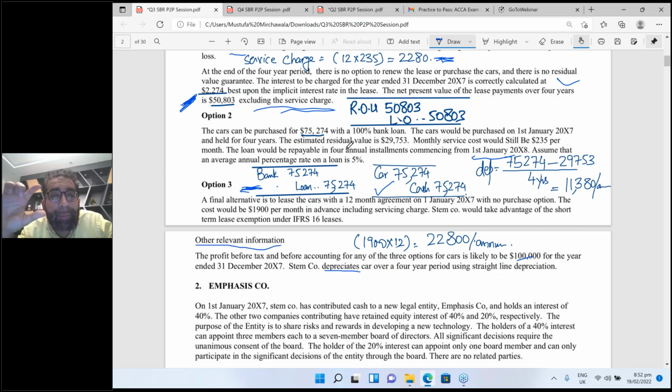So the total liability at the year end is 75274 plus the accrued interest, which is 5%. All of you use your calculator. I'm not going to use a calculator now. 75274 multiplied by 5% is your accrued interest, and this will be added to your loan.